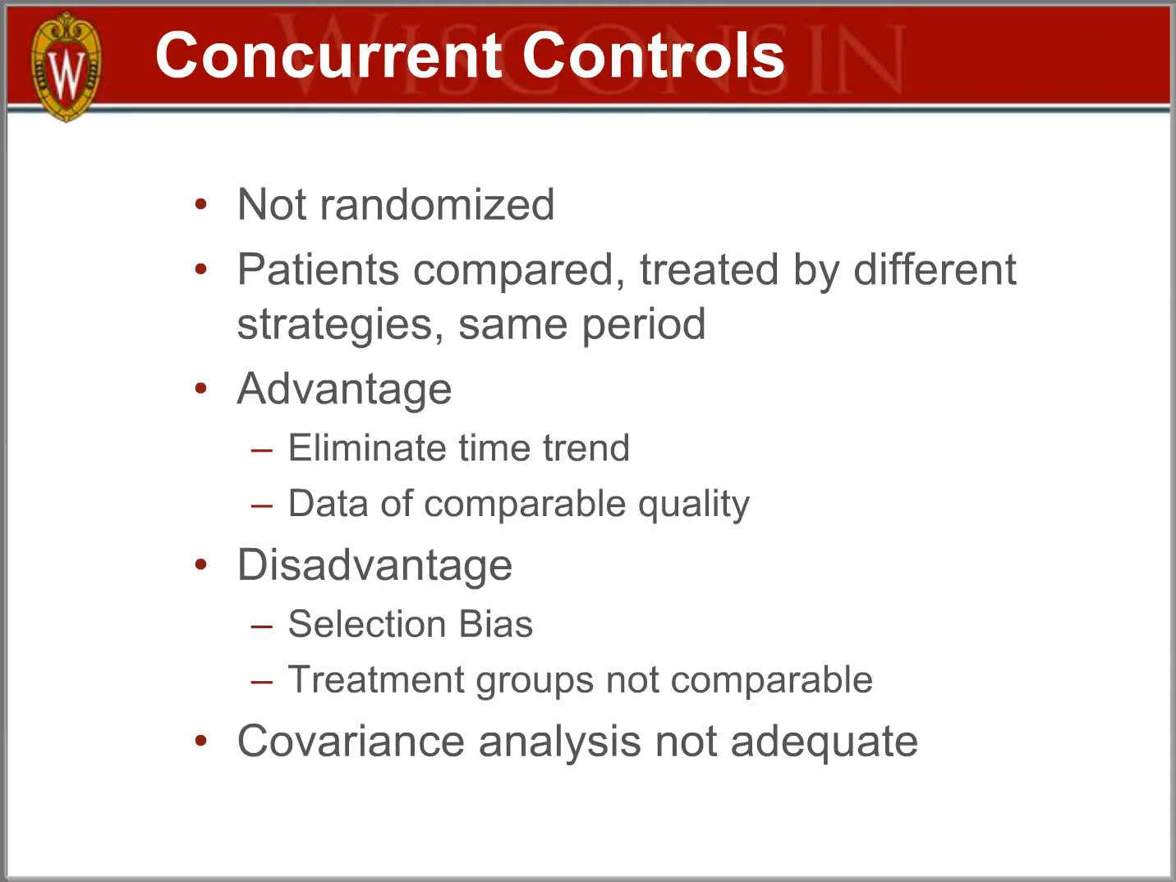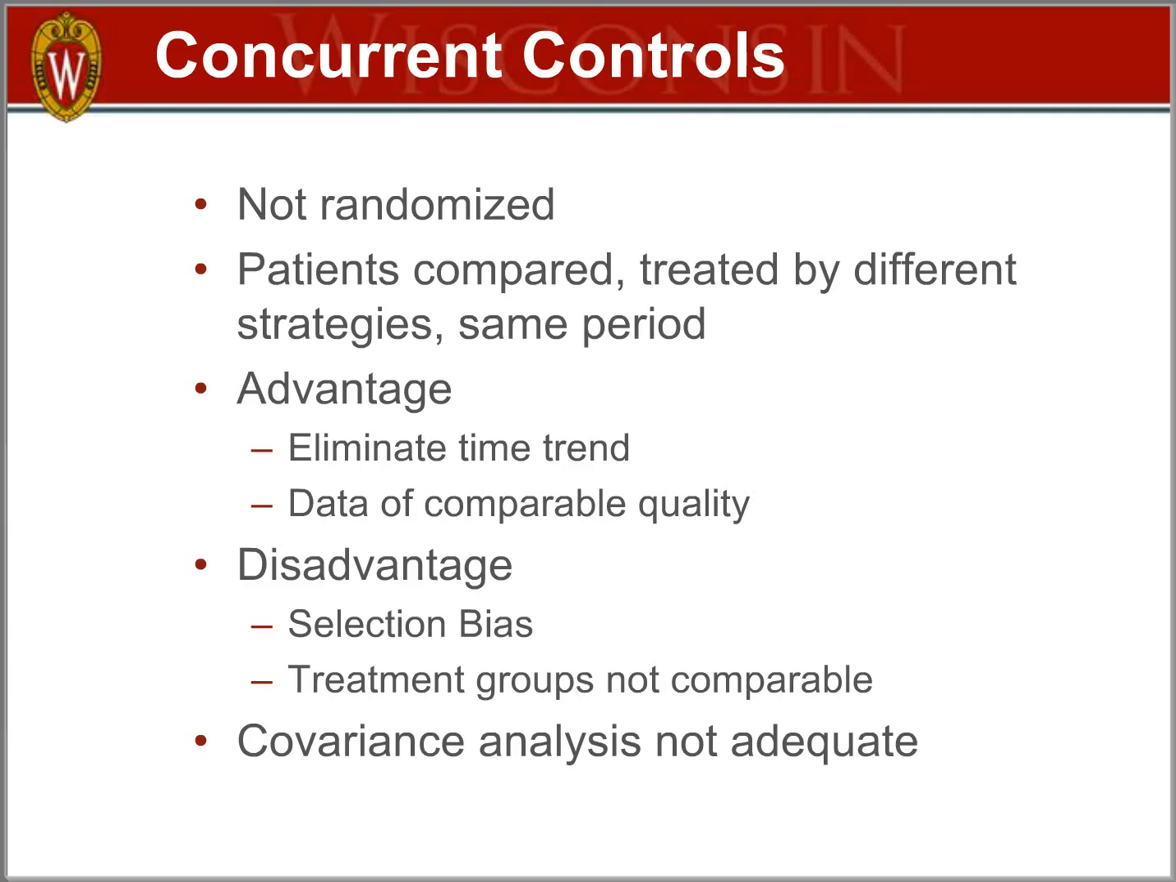In concurrent controls, we're talking about not a randomized study, but where patients are compared, treated by different strategies in the same period. I may compare the patients in one institution to patients in another institution. The advantage, of course, is that, again, it eliminates the time trend. You're talking about the same period of time. And if you work it properly, you can get data of comparable quality. The disadvantage is the selection bias. Why patients go to one institution versus another is not random. There's a reason, typically. One may be a tertiary referral institution, where one is a primary institution. Treatment groups might not be comparable in those groups.